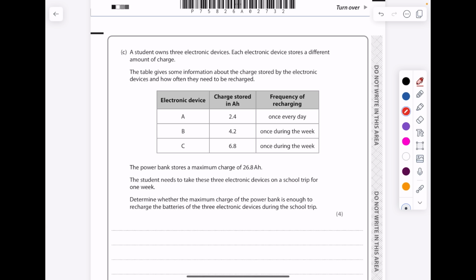A student owns 3 electronic devices. Each electronic device stores a different amount of charge. The table gives some information about the charge stored by the electronic devices and how often they need to be recharged. The power bank stores a maximum charge of 26.8 amp hours. The student needs to take these 3 electronic devices on a school trip for 1 week. Determine whether the maximum charge of the power bank is enough to recharge the batteries of the 3 electronic devices during the school trip. This is a really nasty paper.